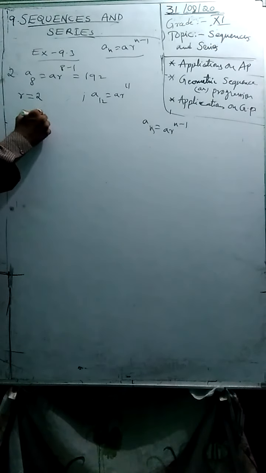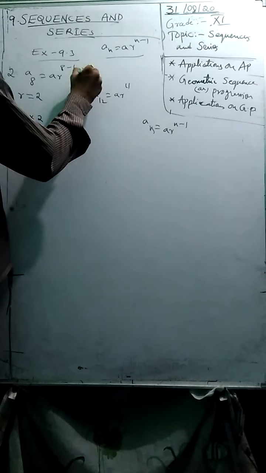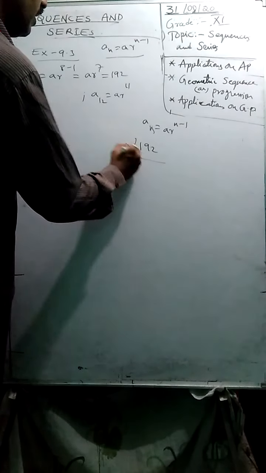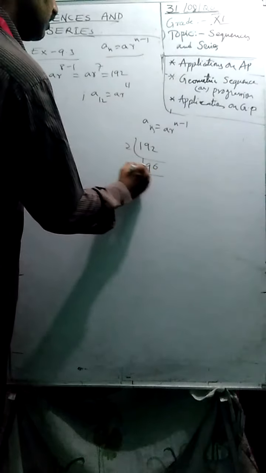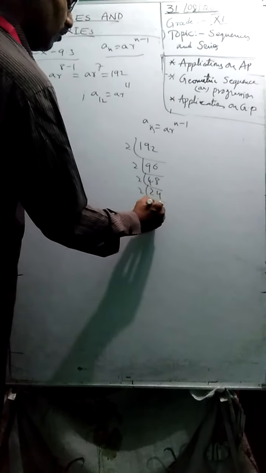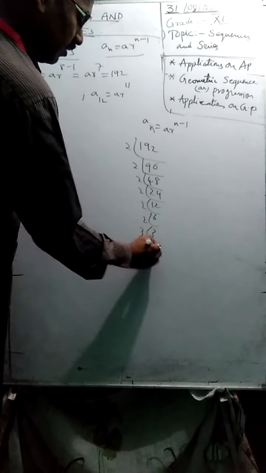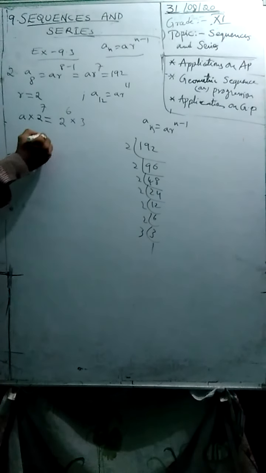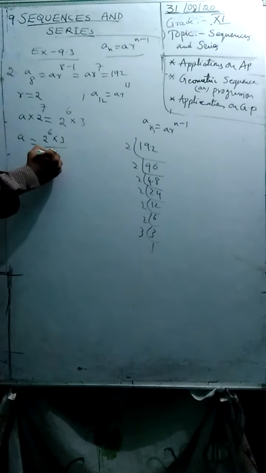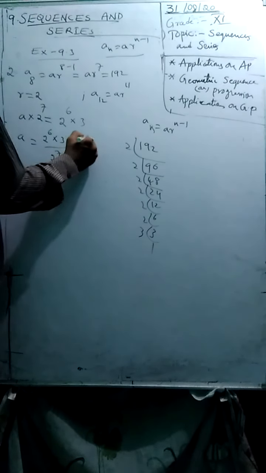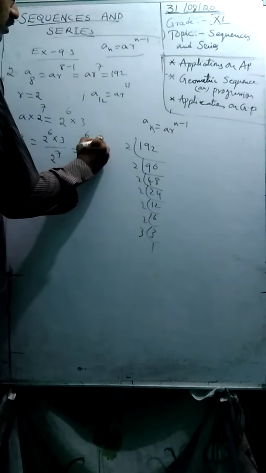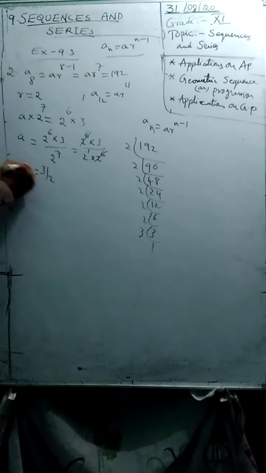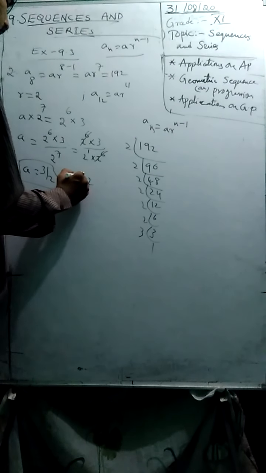A we don't know, but we can write A R power 7, with R as 2, so A into 2 power 7 equals 192. Writing 192 in prime factorization: 96, 48, 24, 12, 3. So we can write 2 power 6 into 3 for our convenience. On this side we have A into 2 power 7, and 2 power 6 cancels using laws of exponents. We can write 2 into 2 power 6, cancel, and A is equal to 3 by 2. We got the A value 3 by 2.